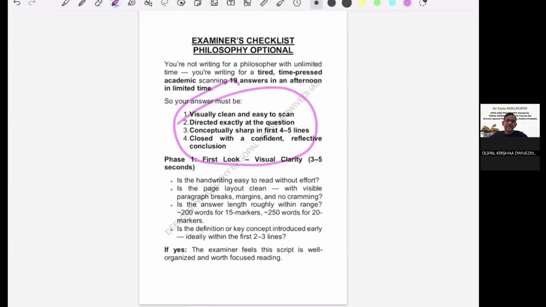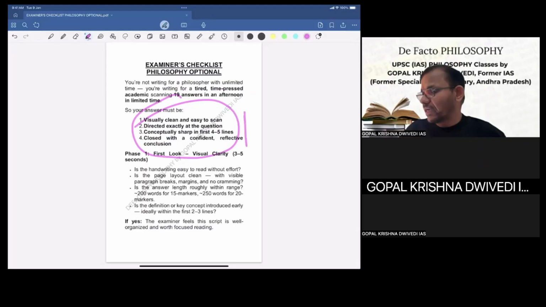Second, it should be directed exactly at the question. Third, conceptually sharp in the first 4 lines. Whatever you are writing in the first 4 lines, clarity and conceptual clarity should be there. And then the answer should be closed with a confident, reflective conclusion. So if these 4 characteristics are available, then only you may get good or very good or excellent marks. Otherwise, you will definitely fall in the category of poor or average.